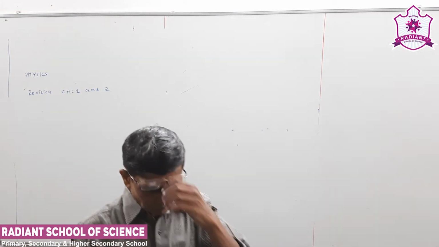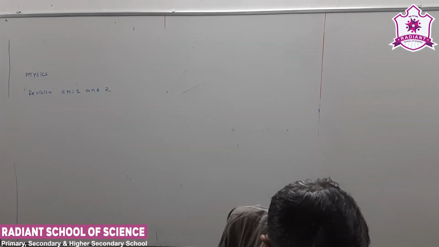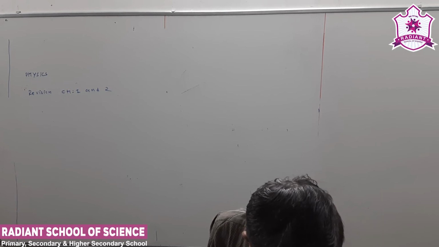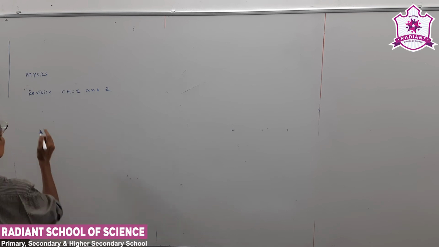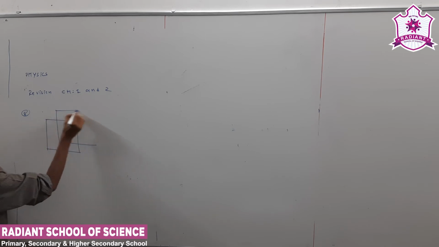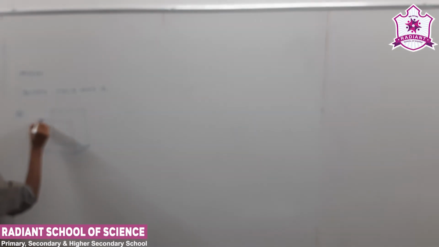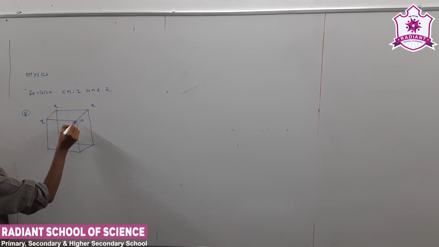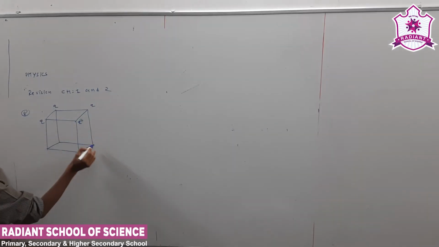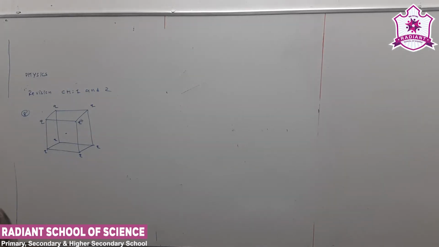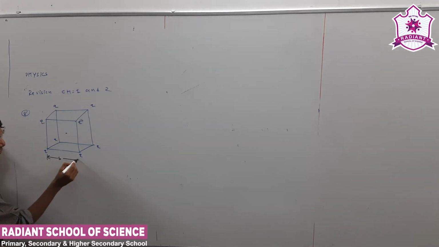Now see, next question. Now let us say Q charge is on each vertex of a cube. So we have to calculate the potential at the center. Okay, we have to calculate the potential at the center. Let us say the length of the side of the cube is b.